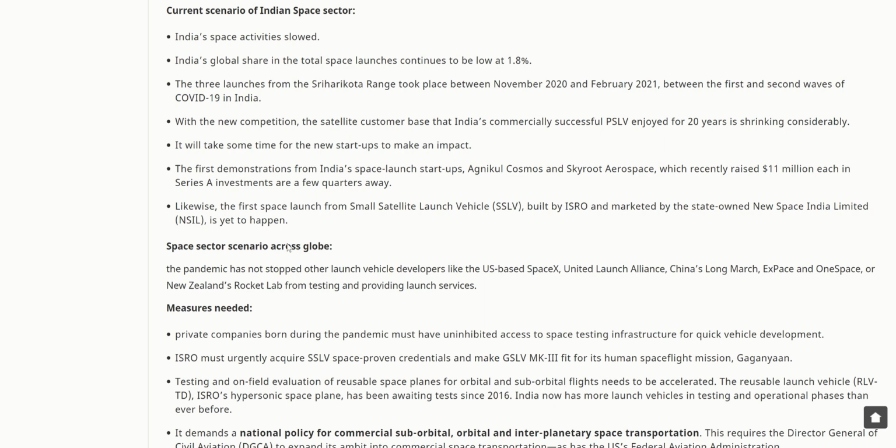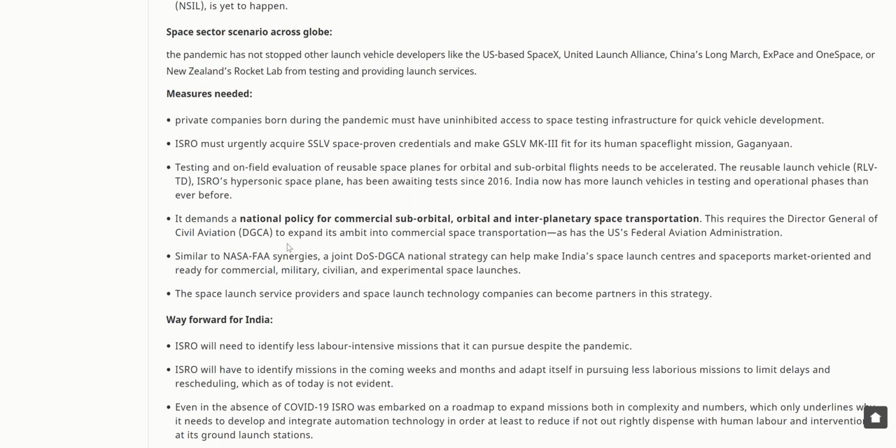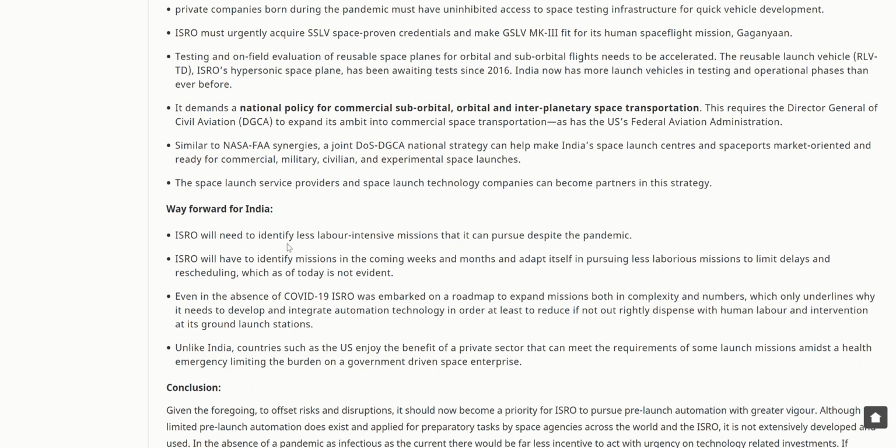The reusable launch vehicle, the RLV-TD, ISRO's hypersonic space plane, has been waiting for testing since 2016. India now has more launch vehicles in testing and operational phases than ever before. It demands a national policy for commercial suborbital, orbital, and interplanetary space transportation. This requires the Director General of Civil Aviation to expand its ambit into commercial space transportation, as has the US's Federal Aviation Administration.